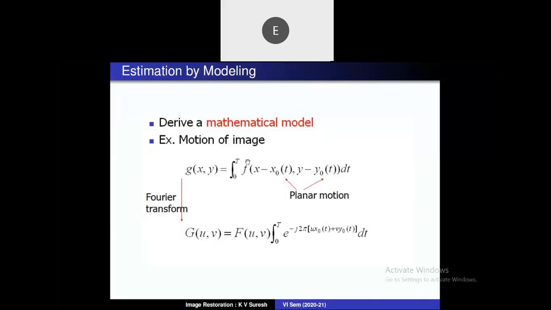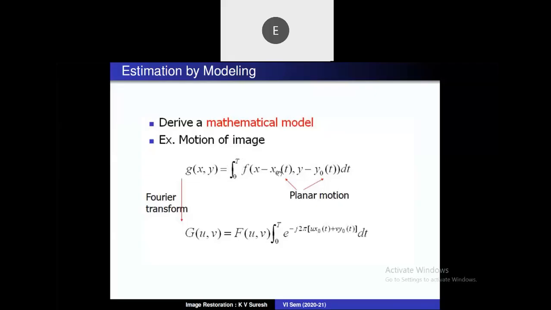Okay, so I hope it's clear. Now let us take the Fourier transform of this. Okay, this is a model. The degraded image that you get is modeled by using this equation. Okay, integration, because the variation in the brightness is going to average, so that is why you have to integrate.